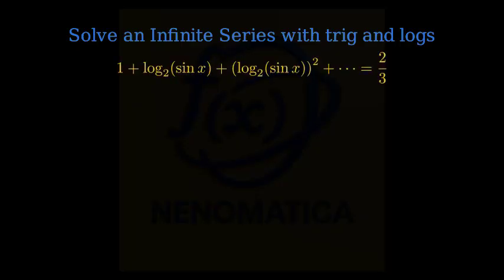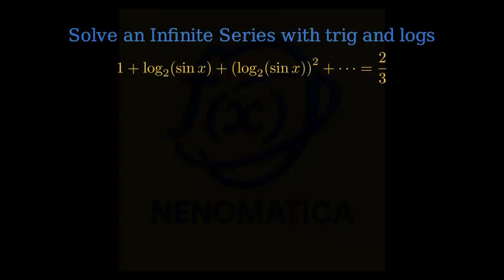In this lesson, we'll solve a trigonometry and series problem step by step. The equation is an infinite geometric series set equal to 2/3. We'll identify the first term and the common ratio, apply the sum formula, solve for the ratio, turn the logarithm into an exponential equation, and then solve for the angle x on the unit circle.